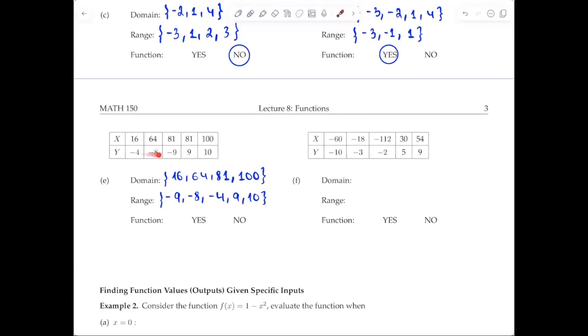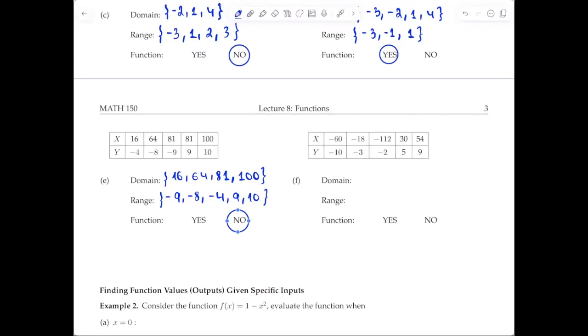Again, I know the y values given in the table are -4, -8, -9, 9, and 10. But when you write your range or domain, right, make sure that you start with the lower number, the smaller number, and go up to the higher number. Okay. Now, in this case, this is not a function because you have 81 going to -9 and 81 going to +9. So no, this is not a function.